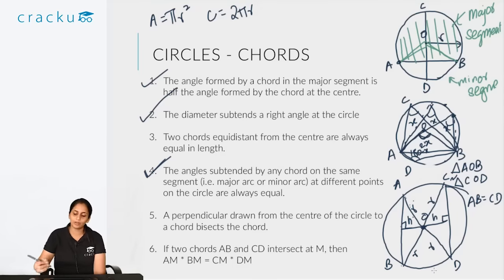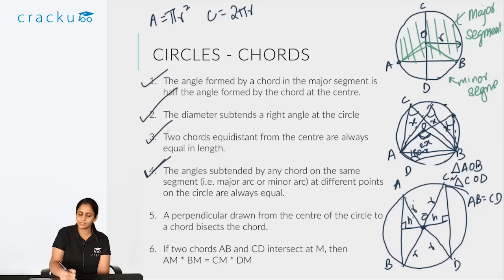Correspondingly, if two chords are equal in length, they'll be congruent triangles, and because they are congruent triangles, their heights will be the same, and because their heights will be the same, we can infer that they are equidistant from the circle. So this is true vice versa: if two chords are equidistant from the circle, they are equal in length, and if two chords are equal in length, they are equidistant from the circle. So this we can infer by using congruency of triangles.